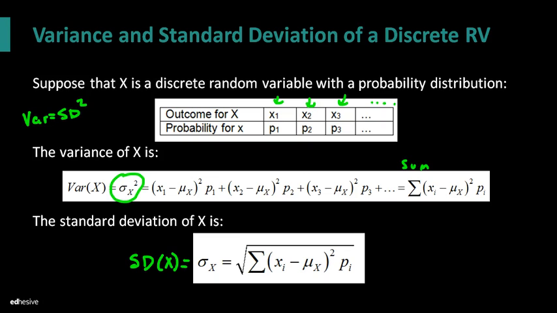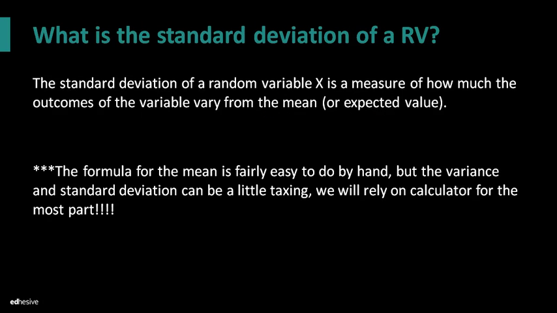So again, very, very tricky, very, very kind of ugly formula. It definitely takes some time to figure out. So, what is the standard deviation of a random variable? The standard deviation of a random variable x is a measure of how much the outcomes of the variable vary from the mean. It's just like standard deviation, how far a typical value is from the mean. It's the same thing we're doing here. The standard deviation is how far a typical random variable outcome will vary from that mean.